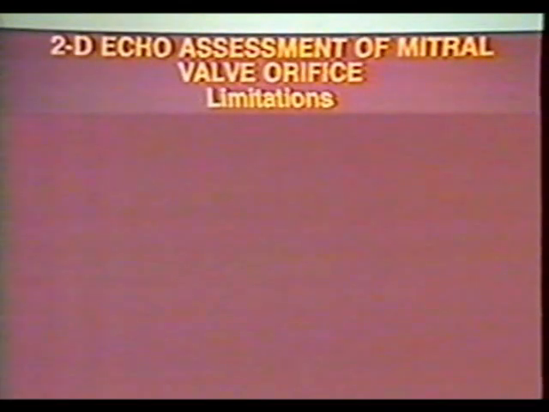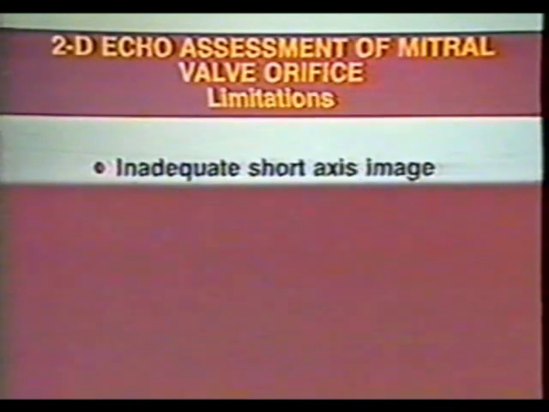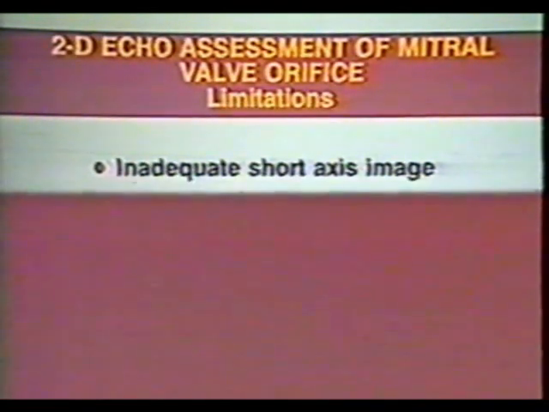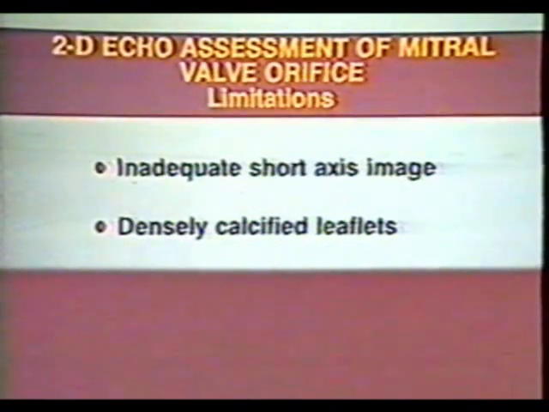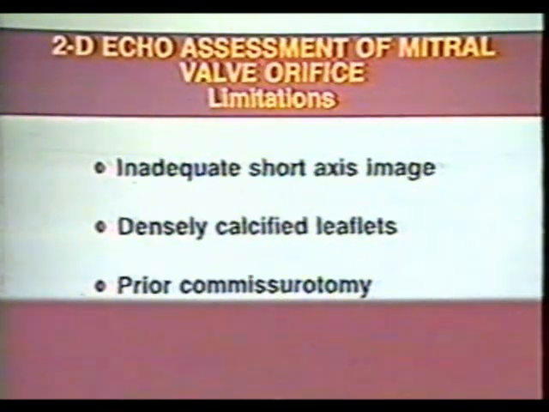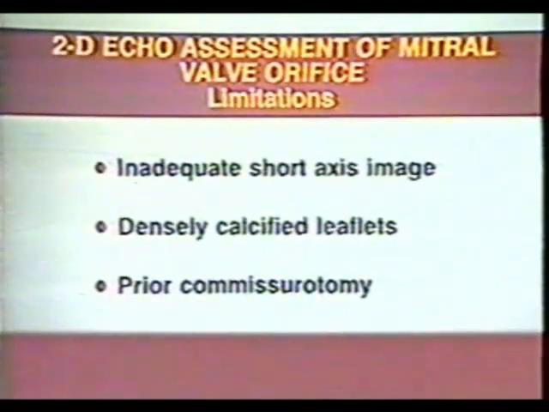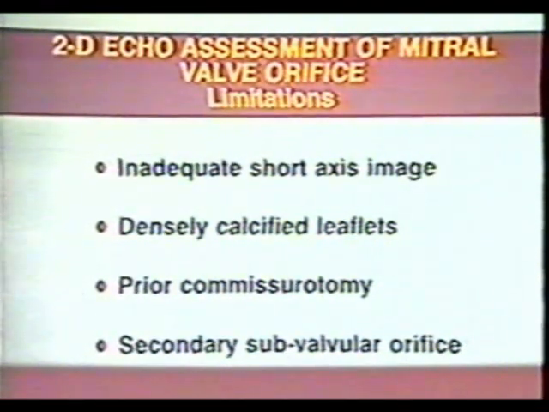It is not always possible to accurately determine the mitral valve area from the 2D exam. This is particularly true when the parasternal short axis image is suboptimal, when the leaflets are densely calcified, when the patient has had a surgical commissurotomy, or when there is extensive subvalvular involvement with a secondary subvalvular orifice.